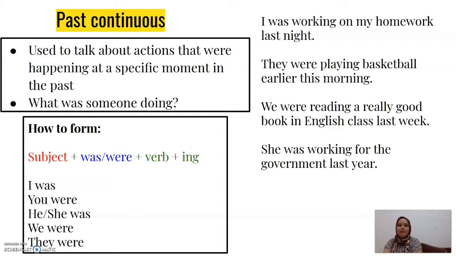So to form this, take the subject of your sentence, then add was or were, then the verb, then ing. Look at these examples on the side. I was working on my homework last night. They were playing basketball earlier this morning. Make sure to keep in mind subject-verb agreement and pick to use was or were depending on what your subject is.